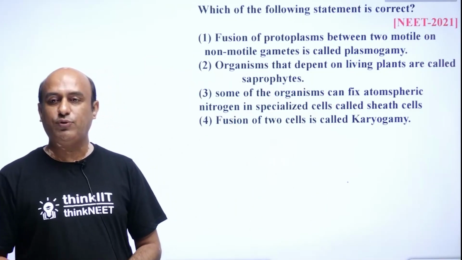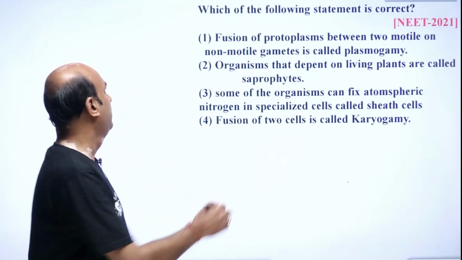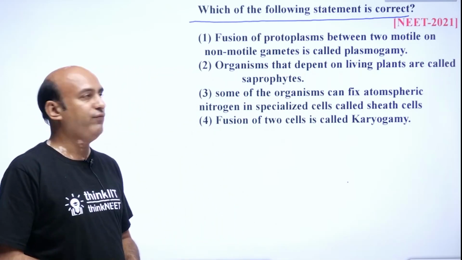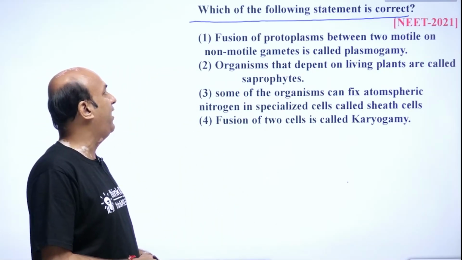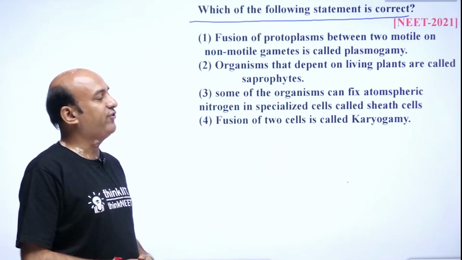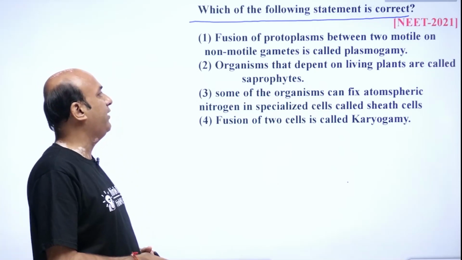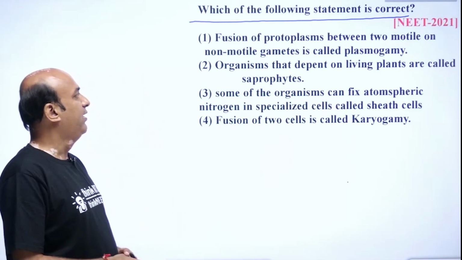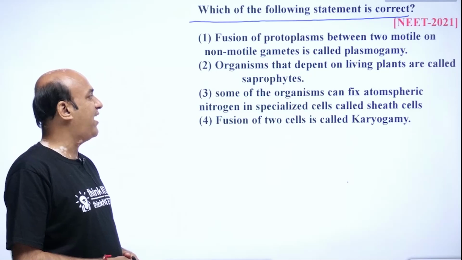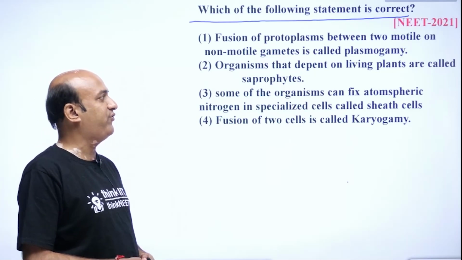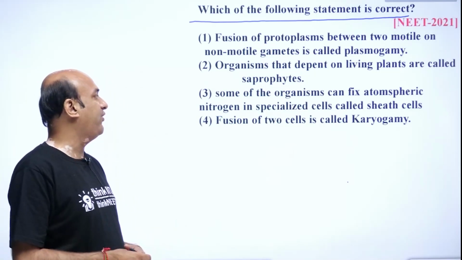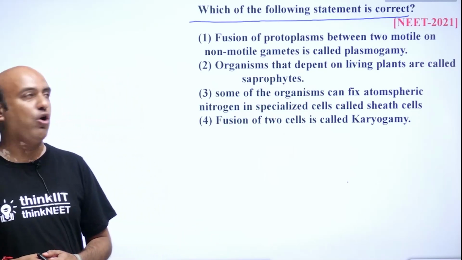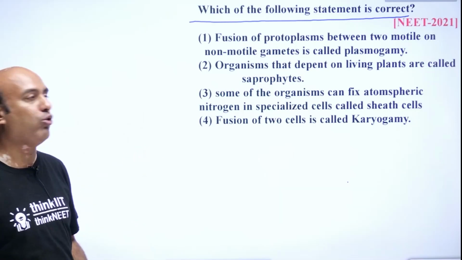Now student, let us come to the next question. Here the question is, which of the following statements is correct? Option number 1, fusion of protoplasm between two motile or non-motile gametes is called plasmogamy. Option number 2, organisms that depend on living plants are called saprophytes. Option number 3, some of the organisms can fix atmospheric nitrogen in specialized cells called sheet cells, and option number 4, fusion of two cells is called karyogamy. So student, here which option is the correct one, as we have to pick out the correct option.